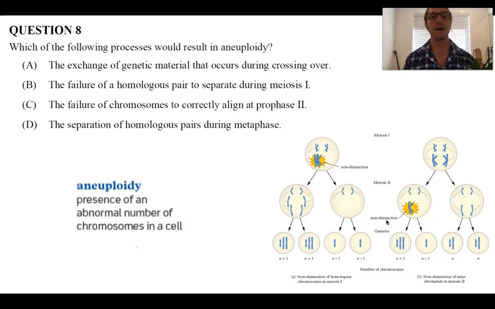B, the failure of a homologous pair to separate during meiosis 1. Okay, well that kind of answers that. That looks like a good option. C, the failure of chromosomes to correctly align at prophase 2. It's not referring to non-disjunction again, and neither is D. So the answer in this case is B.